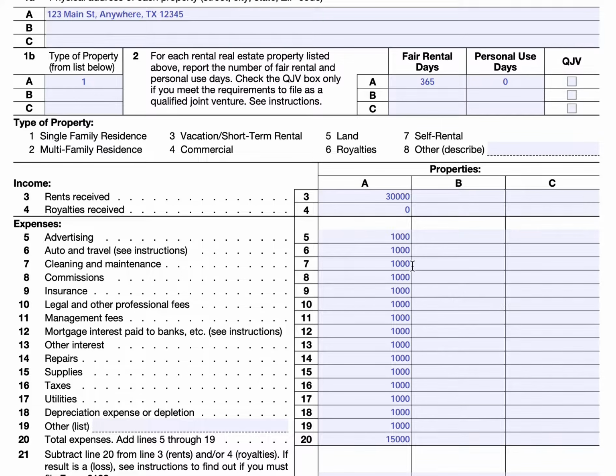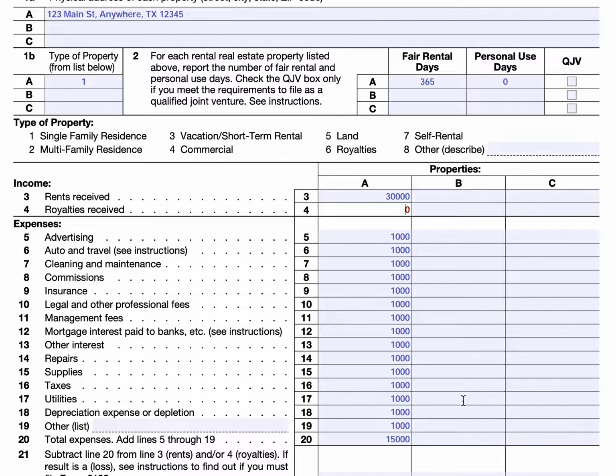Line 4 for royalties. If you received $10 or more in royalties during the tax year, you should receive a Form 1099-MISC by February 1st of the following tax year. And then you would report that amount in line 4.